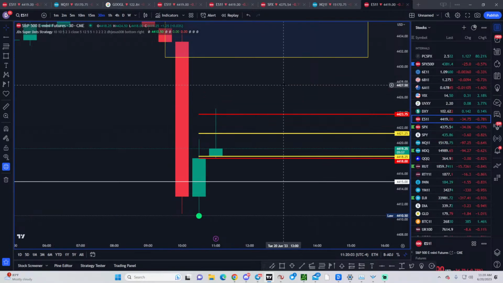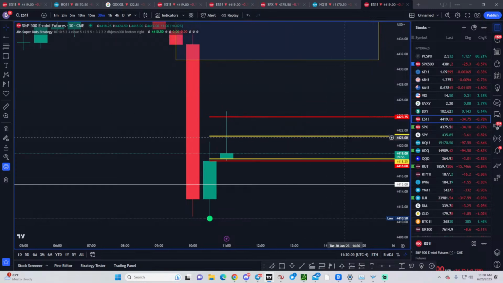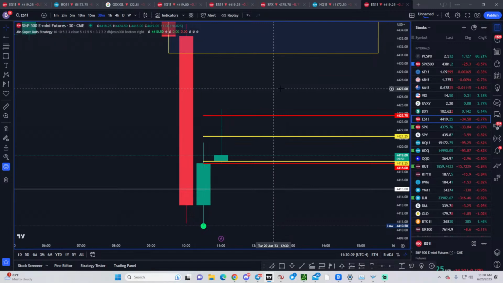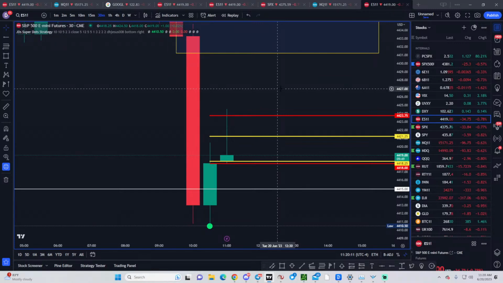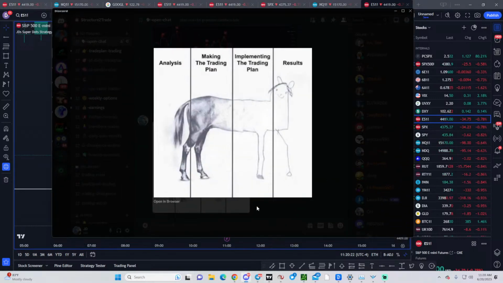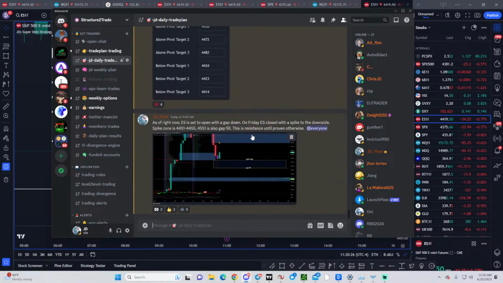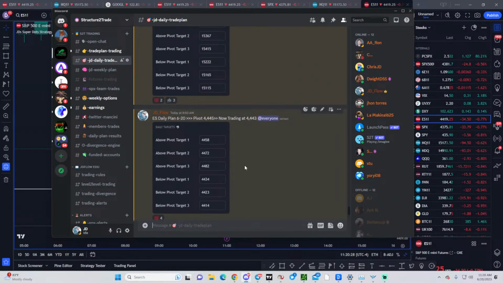You know, that's basically what it is. So we're looking at the 30-minute candle here. All right, so the way that I trade is very simple. We post levels every single day. Okay, so I'm gonna take today's plan, and I'm gonna post it here so you can see what the plan is, and how it looks.